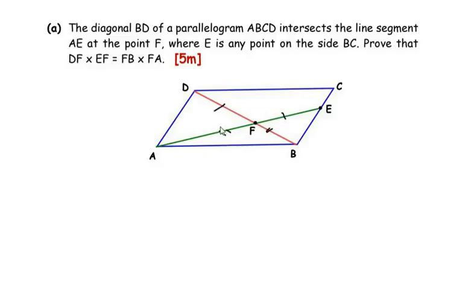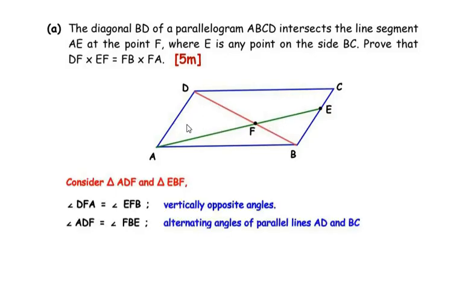Now since these sides are given to us, let us consider the triangles enclosing these sides, which are triangle ADF, that is this triangle, and triangle EBF, that is this triangle. So in these two triangles, we can see that angle DFA will be equal to angle EFB, because they are the vertically opposite angles of these two triangles. And the second angle is going to be angle ADF will be equal to angle FBE.